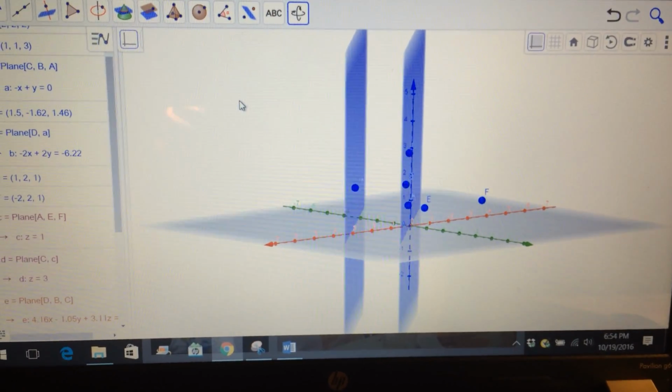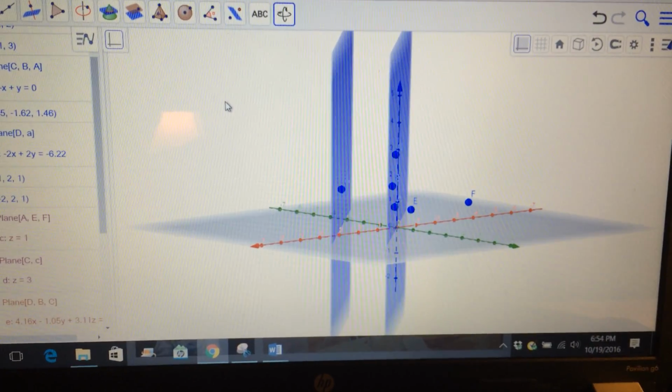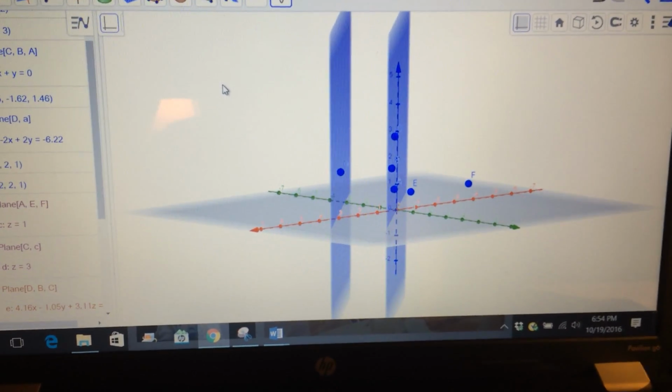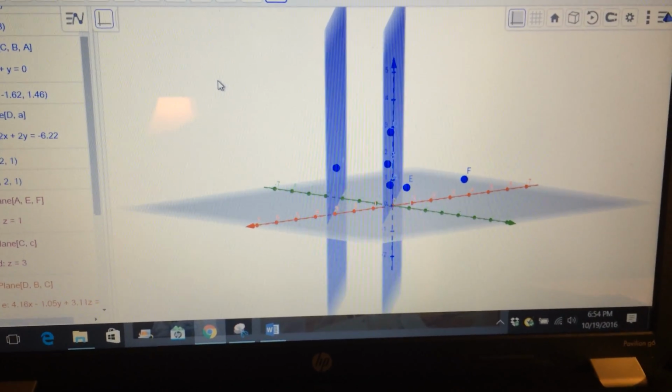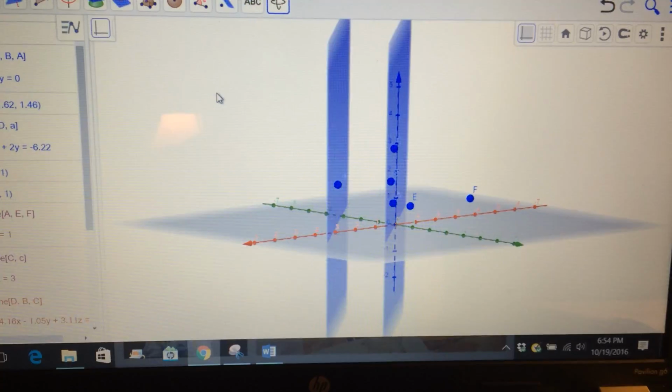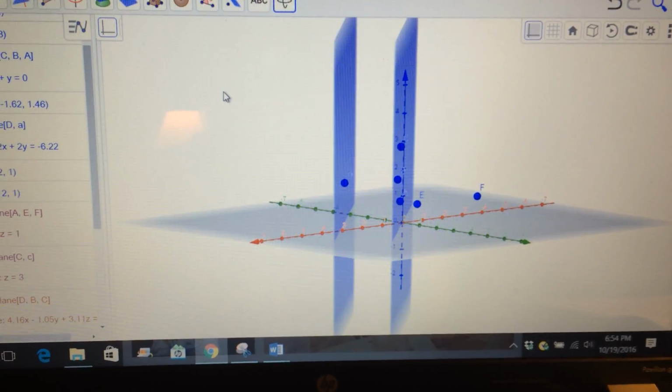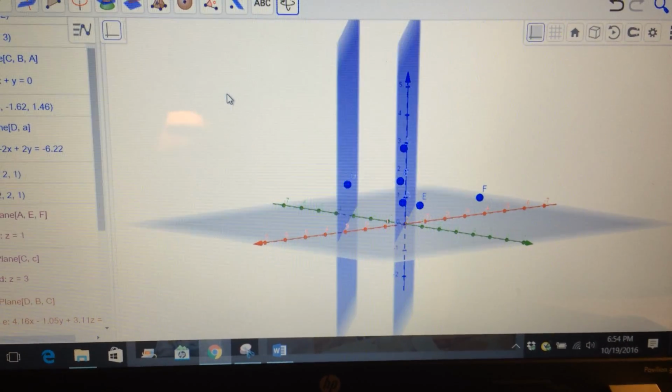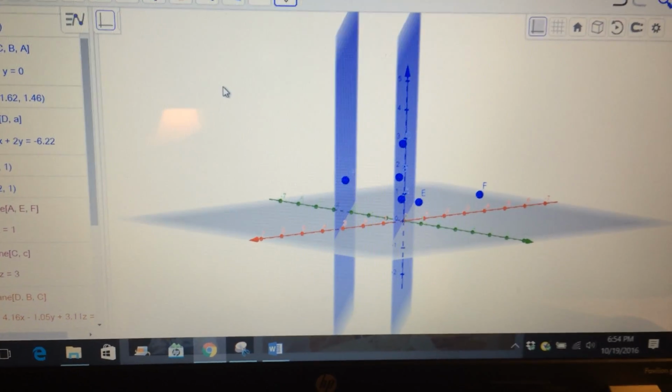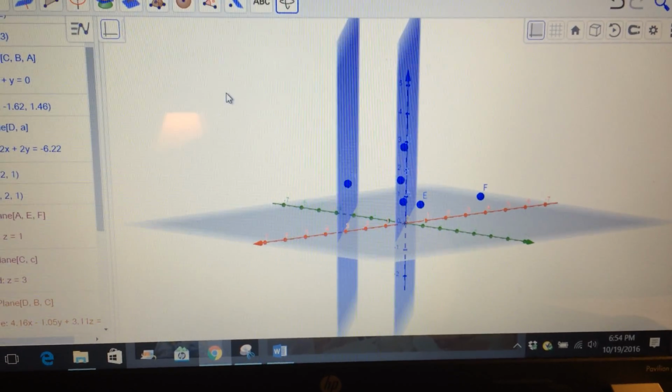Now in 2-space we're dealing with lines because it's 2-dimensional. In 3-space, instead of dealing with a line, we're dealing with planes. But going back to that idea of 2-space, with lines, we can say that the slopes of lines that are parallel are the same slope. I believe that that is true for parallel planes.